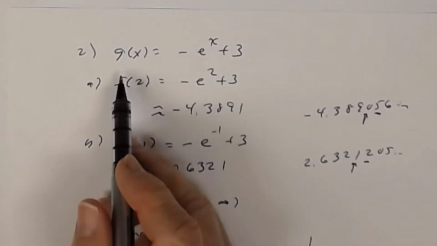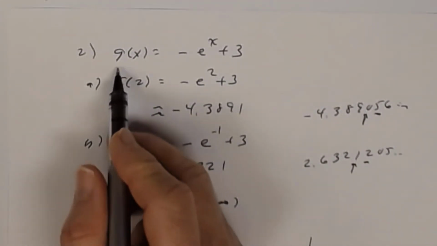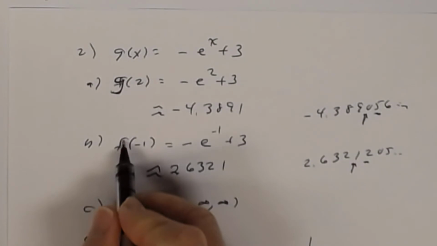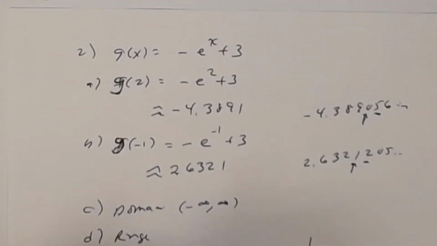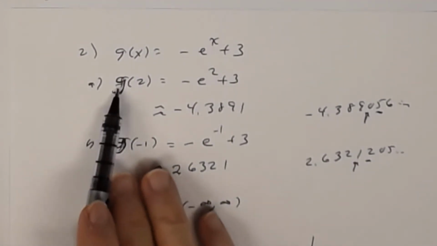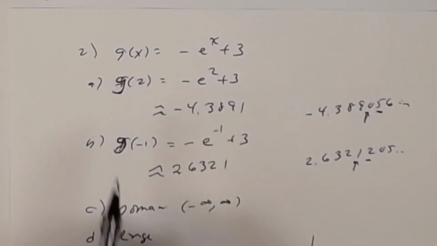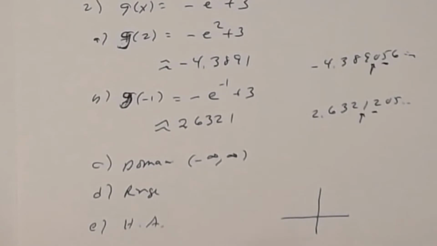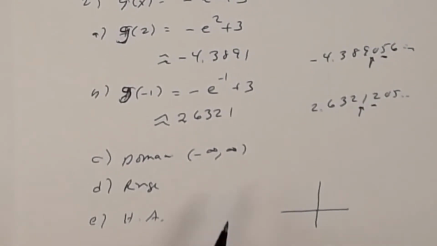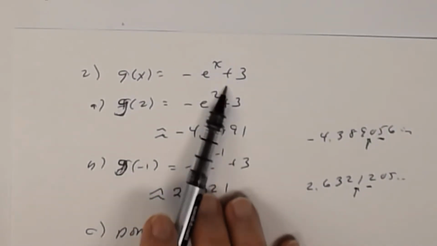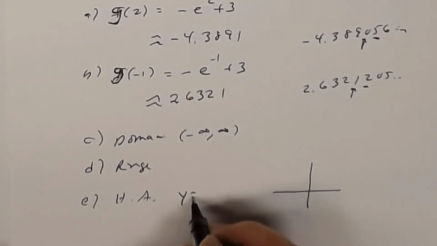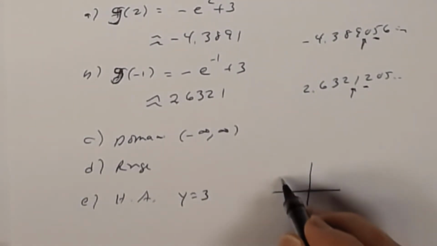And I'm sorry about this. I said f of 2. This should be g of 2 right here, because our function's g. So that's g of 2, g of negative 1. All right, so be careful. The horizontal asymptote we know is this constant, so y equals 3. Okay, and so I know it's here.